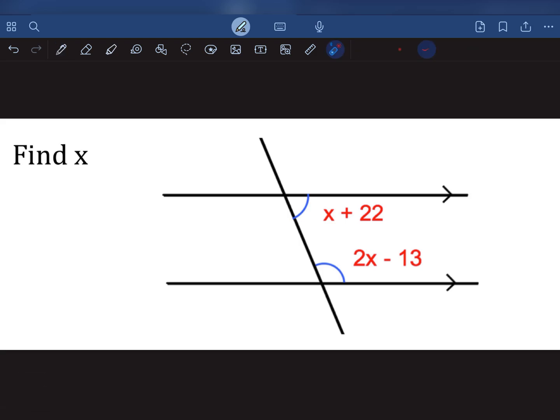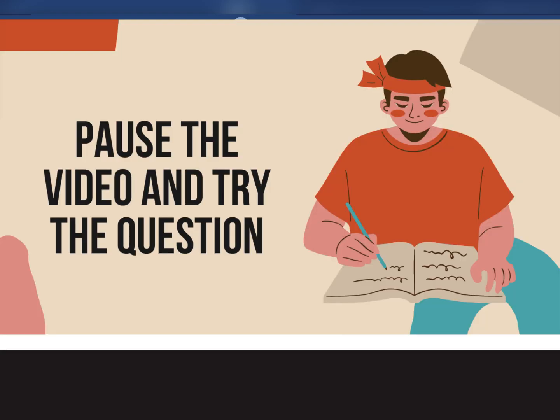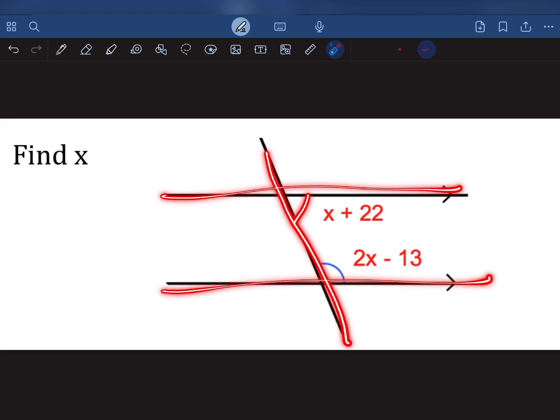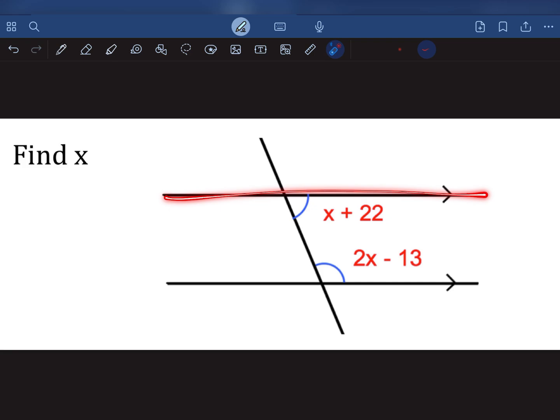In this one, again we have to find the value of x. Pause the video for a minute, try to solve it, and let's solve it together after that. When you solve it, you know that these are the interior angles within a pair of parallel lines. And we know that the sum of the interior angles in parallel lines is equal to 180 degrees, right? Their sum is equal to 180 degrees.